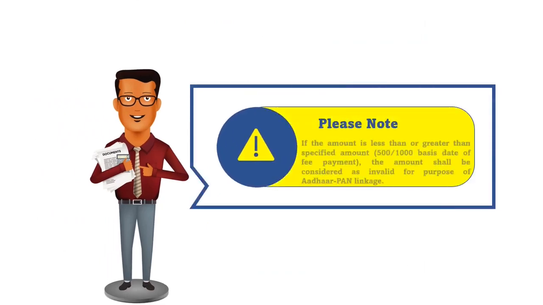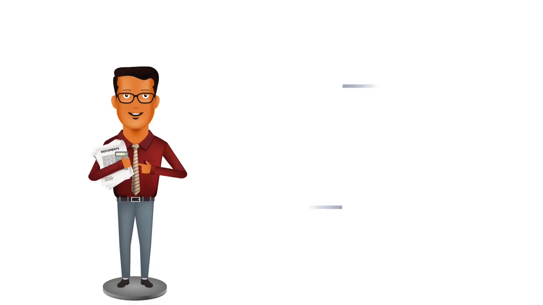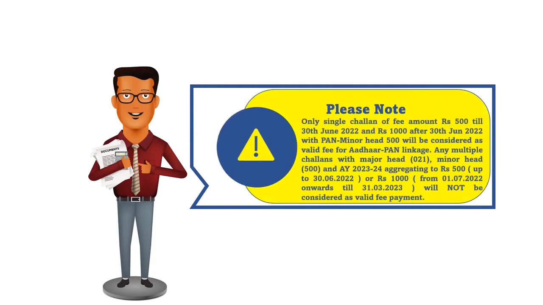Kindly note that if the amount of fee payment is less or greater than the specified amount of Rs 500 or Rs 1000, as the case may be, the amount shall be considered as invalid for the purpose of Aadhaar PAN linkage. Also, please note that only a single Challan of fee amount of Rs 500 or Rs 1000 as the case may be, with a Major Head 21 and Minor Head 500 will be considered as a valid fee for Aadhaar PAN linkage. Any multiple Challans with the same Major and Minor Head combination for assessment year 23-24 will not be considered as a valid fee payment.